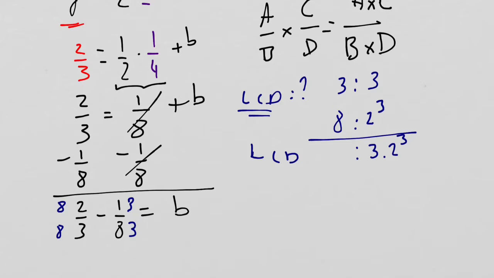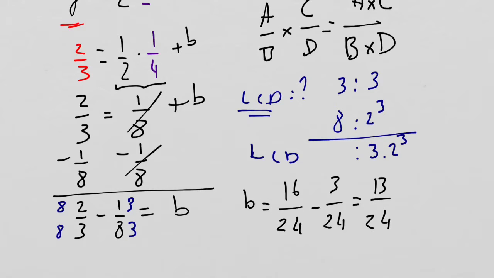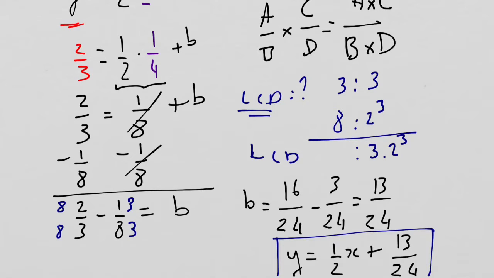Now, I'm going to have b equal 16 over 24 minus 3 over 24. That gives me 13 over 24. And so I can say that the equation is y equal 1 over 2x plus 13 over 24. Okay? Just because you are dealing with fractions doesn't mean the process is different. Now let's try to do another one.